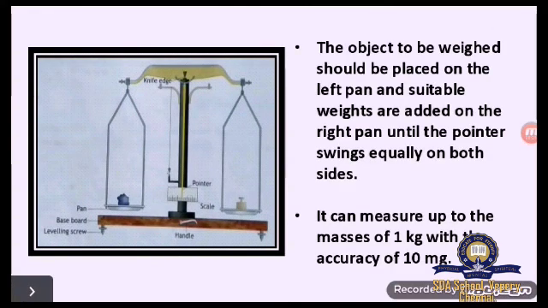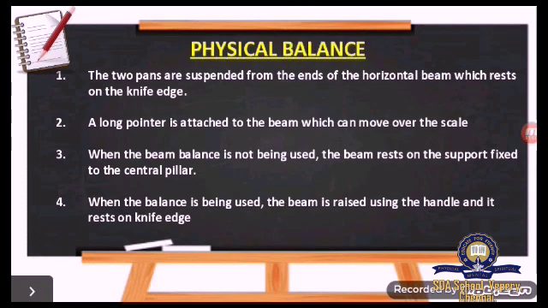The object to be weighed should be placed on the left pan and the suitable weights are added on the right pan until the pointer swings equally on both the sides. It can measure masses up to 1 kilogram with an accuracy of 10 milligram. If you want to take note of it, please take note.